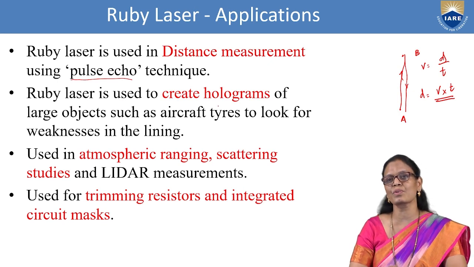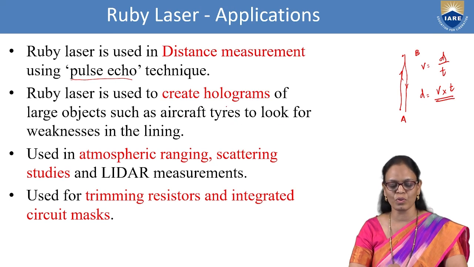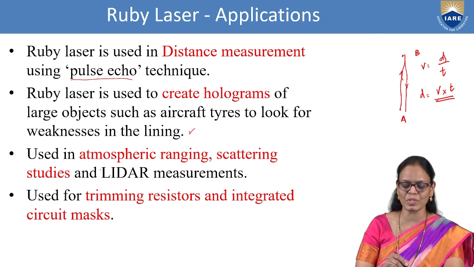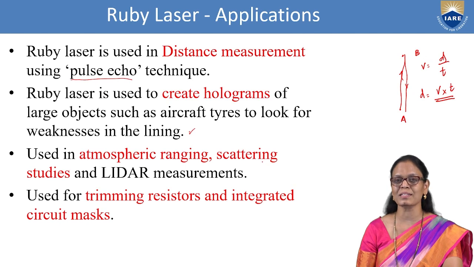Then the ruby laser is also used to create holograms of large objects such as aircraft tires to look for weaknesses in the lining, because these aircraft tires have to be checked periodically. So in order to check them, we create a hologram of these large objects, so that if there is any minute weakness in the tire, it can be detected. It can also be used in atmospheric ranging, scattering studies, and also LIDAR measurements. Here, LIDAR represents light detection and ranging.